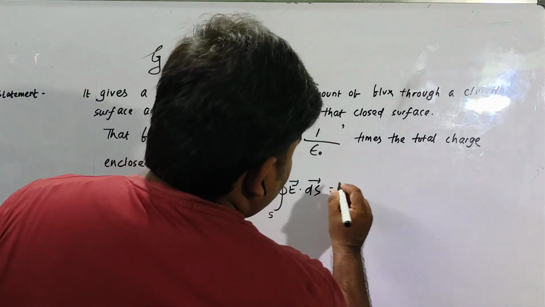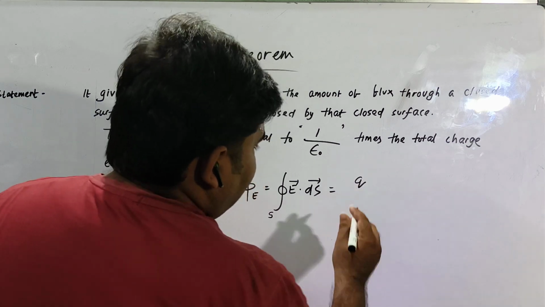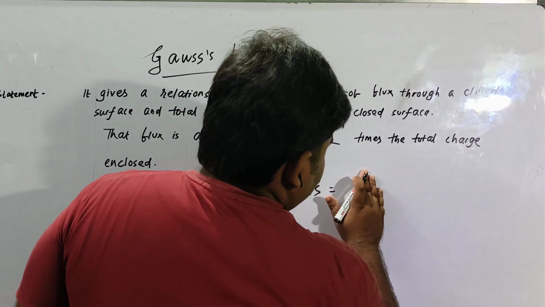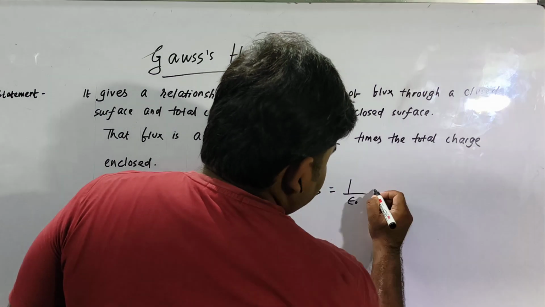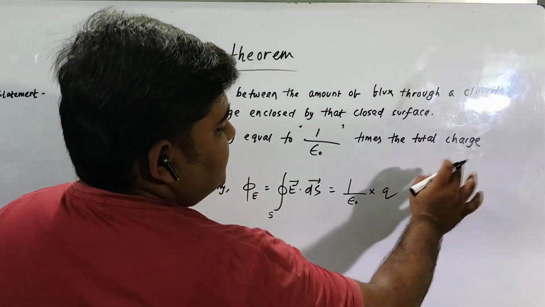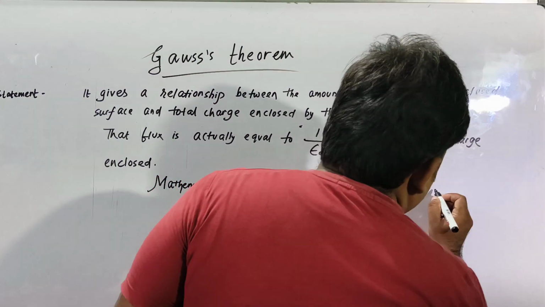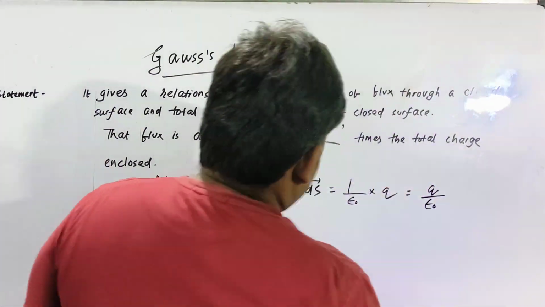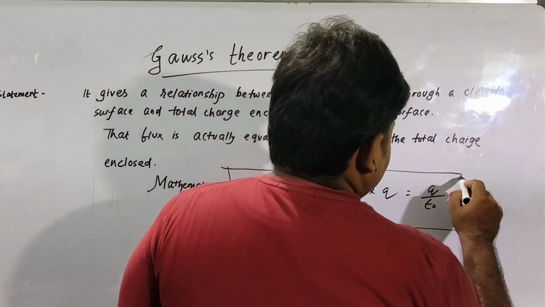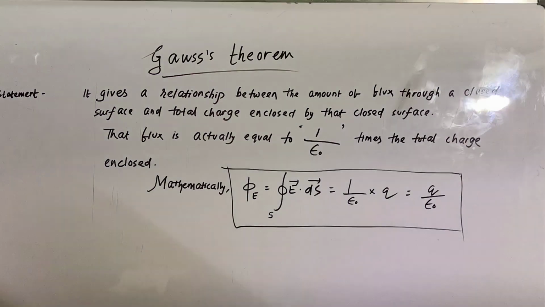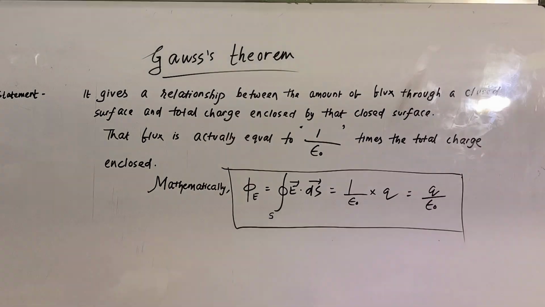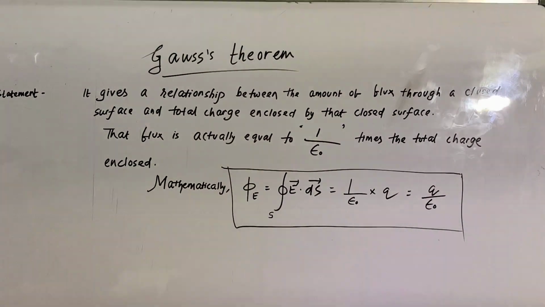That is equal to, what should be the value of this? Let Q be the total amount of charge enclosed. From the statement, it is equal to 1 by epsilon naught times the total charge enclosed by it, or you can write Q by epsilon naught. This is your mathematical statement of Gauss's theorem. If you understand up to this point, then we shall be proceeding to its proof.